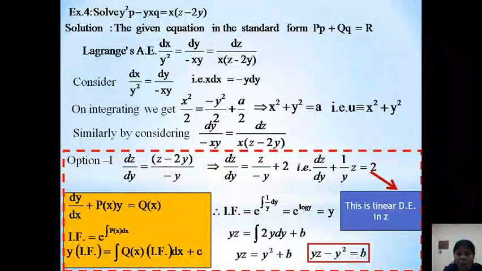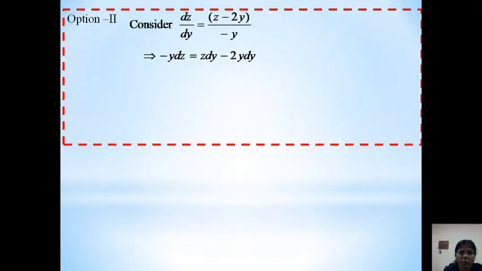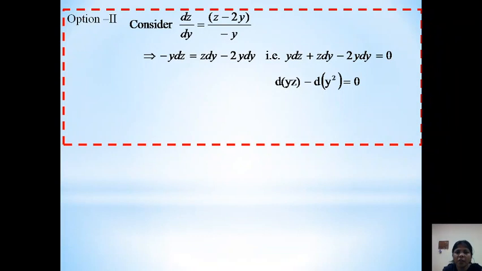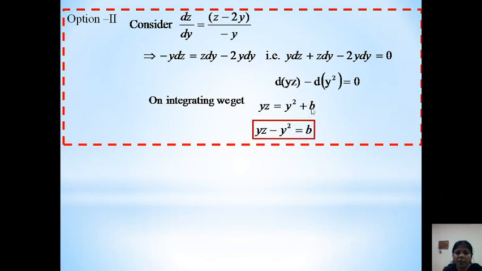Now what is option 2 for solving this equation, right? These two fractions, right? So what is this option 2? Option 2 is, we will consider this. What we do is simply cross multiply and rearrange the terms, collect all the terms. So what we find here, according to the formula, this is nothing but the differential of y into z, and this is the differential of y square, which on integration gives us yz equal to y square plus b, that is yz minus y square equal to b. So therefore leave this constant. So what is our second independent solution? That is v equal to yz minus y square.